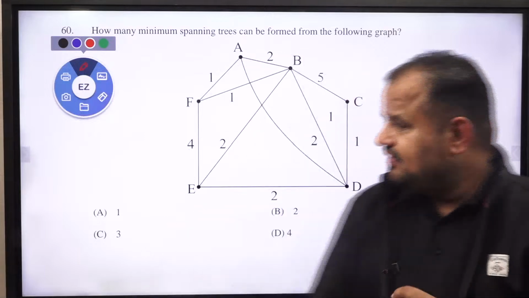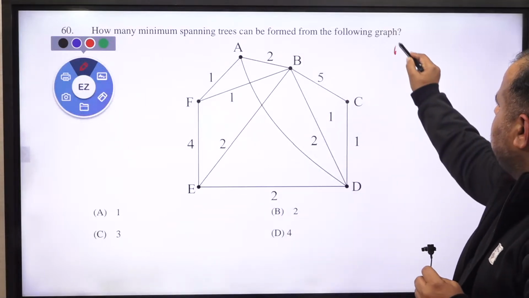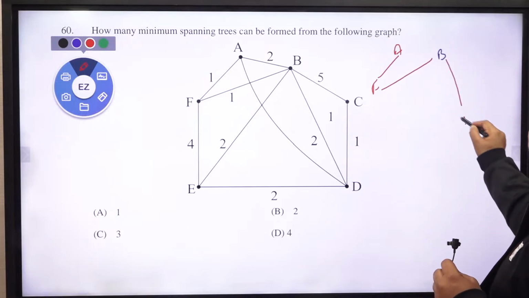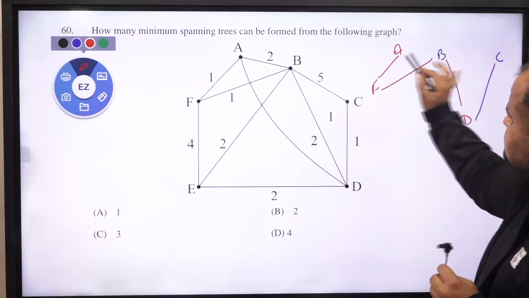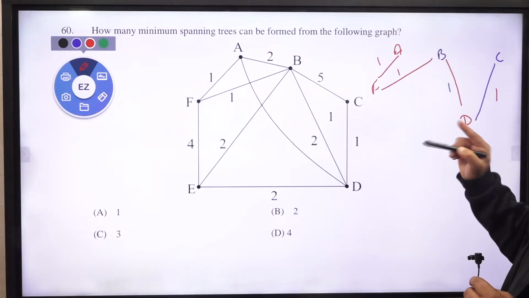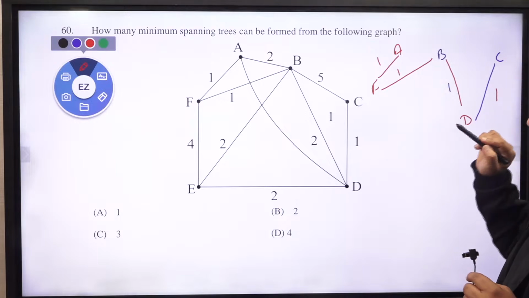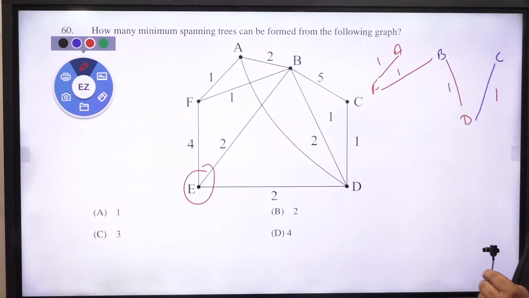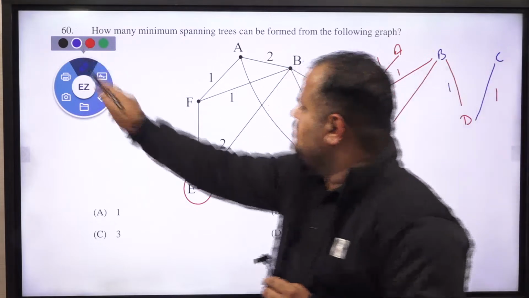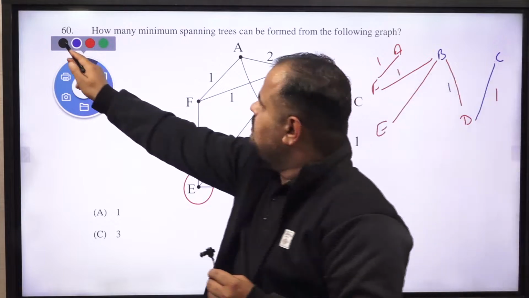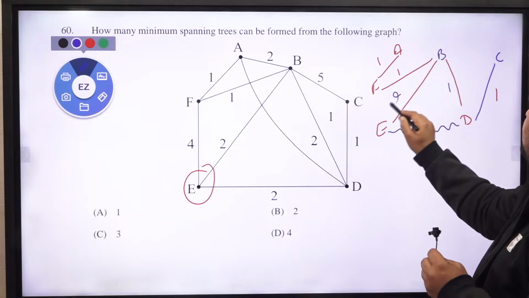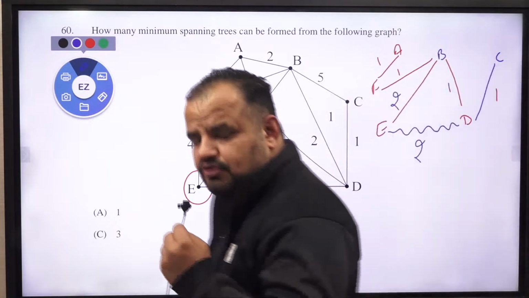See, my dear students, what is the first spanning tree? A to F, F to B, B to D, and D to C. These must be present: 1, 1, 1, and 1. Now, A is covered, F is covered, B is covered, D is covered, and C is covered. The remaining part is the vertex E. So, how can we cover E? One path is this one, and the next path is this one. Here 2 and 2. So these are the two possible cases.